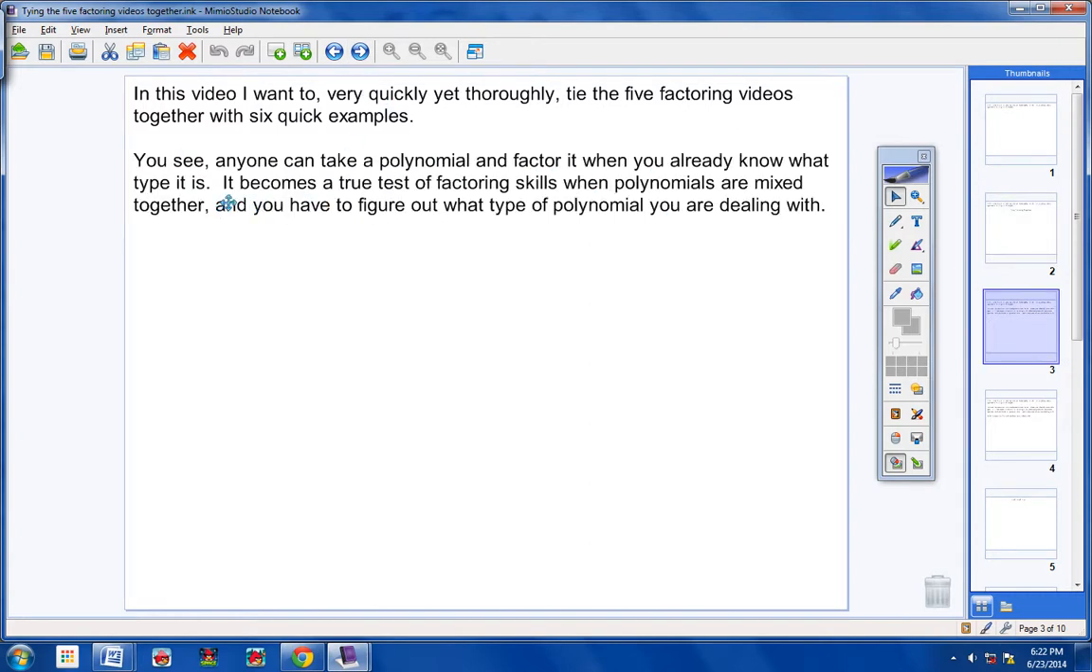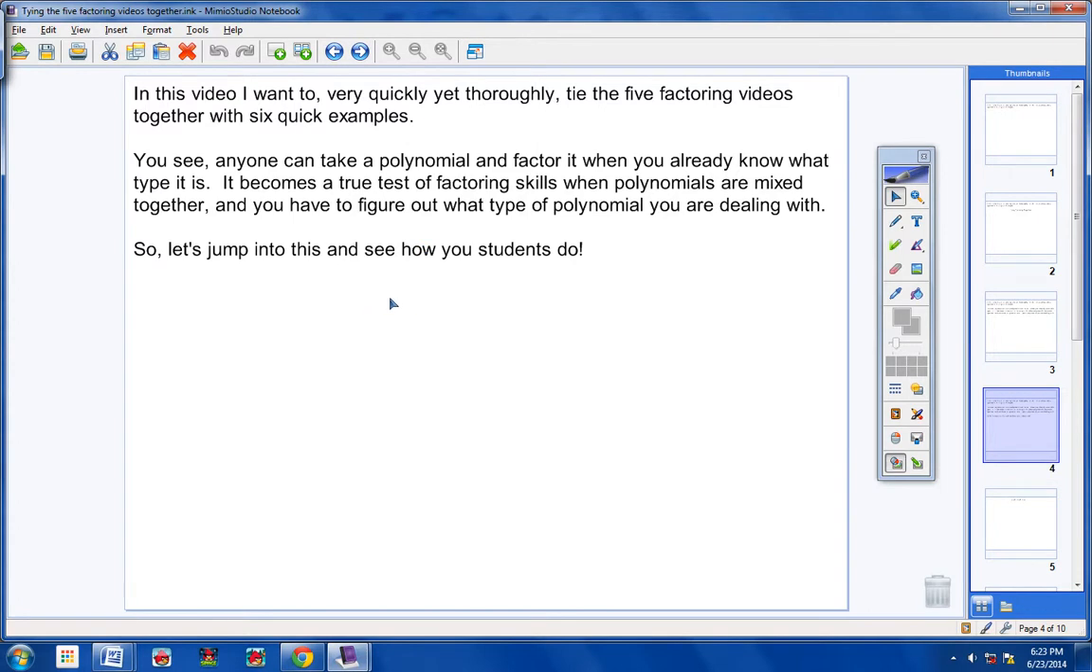Now, you see, anyone can take a polynomial and factor it when you already know what type of polynomial it is. It really becomes a true test of factoring skills when polynomials are all mixed together and you have to figure out what type of polynomial you are dealing with. So let's jump right into this and see how you students do.